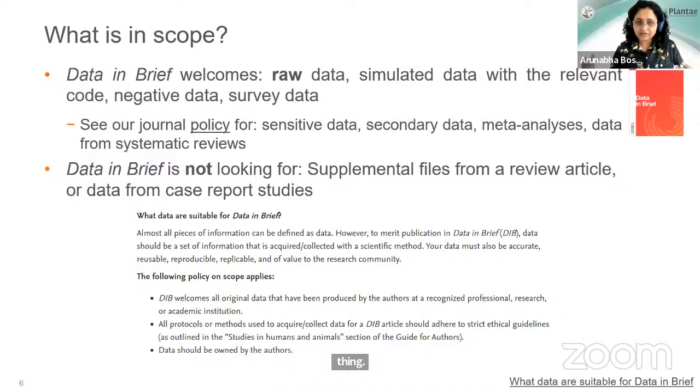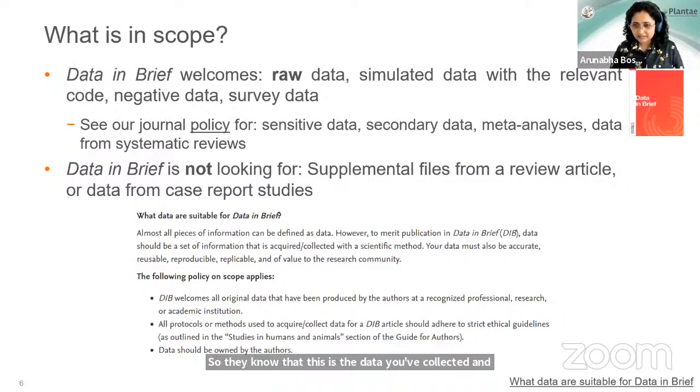And of course, we have different policies for sharing sensitive data, which you can find on our journal homepage. We have policies for secondary data and for reviews. What we're not looking for, or what is not within scope for our journal, is supplementary files from a review article or data from case report studies.